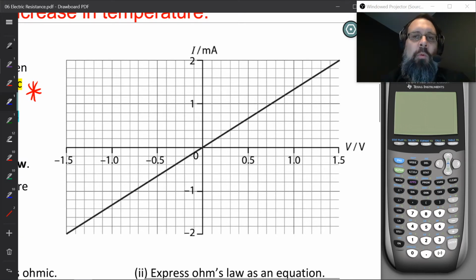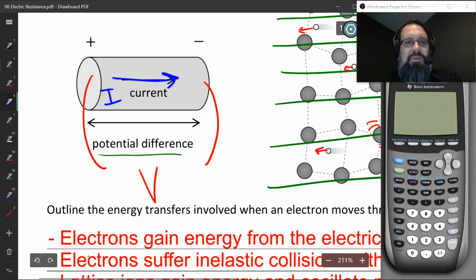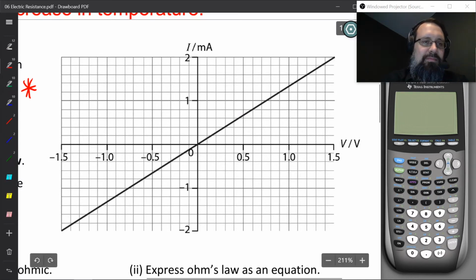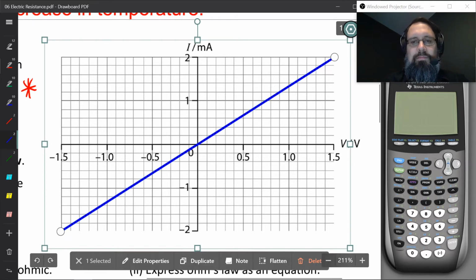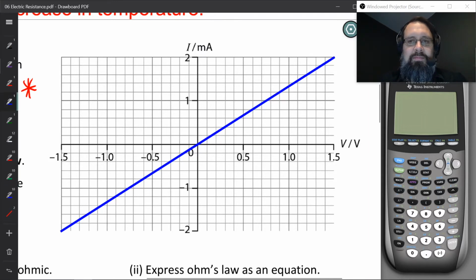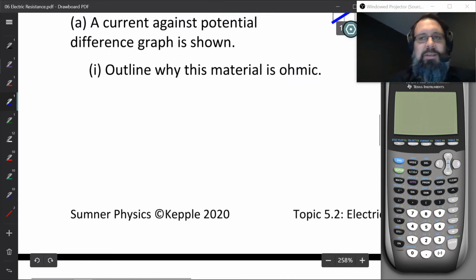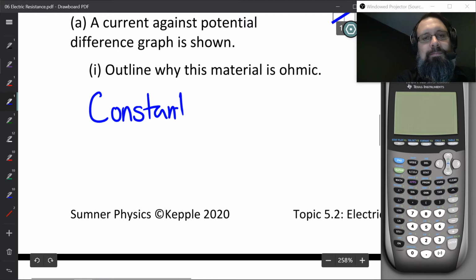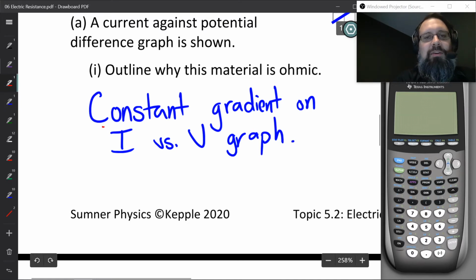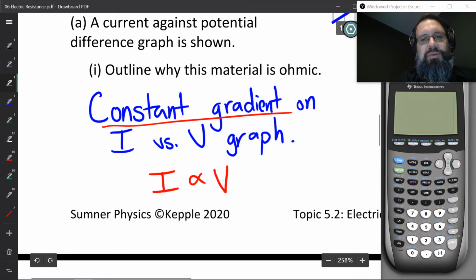So is this ohmic or non-ohmic? Up here, we've connected this potential difference and measured different currents. Is this material ohmic or non-ohmic? What are your thoughts? Ohmic. This is absolutely ohmic. What's the telltale sign that this is an ohmic material? It's a linear graph. Outline why this material is ohmic. It's because it has constant gradient on the I versus V graph. That constant gradient shows that I is directly proportional to V.